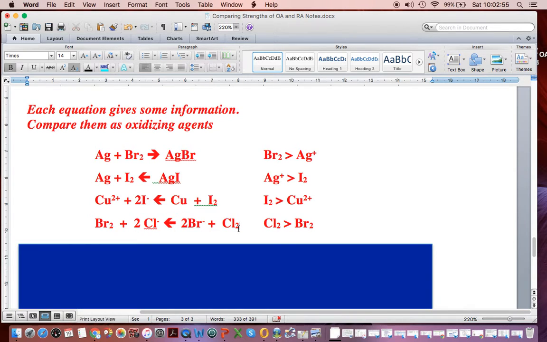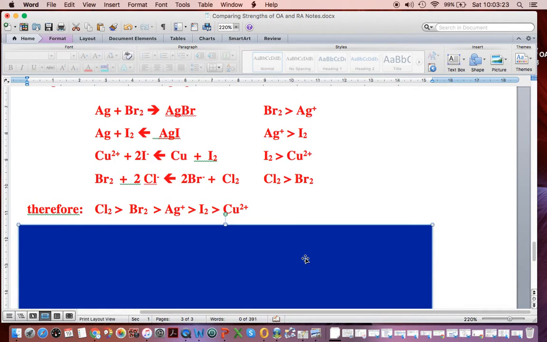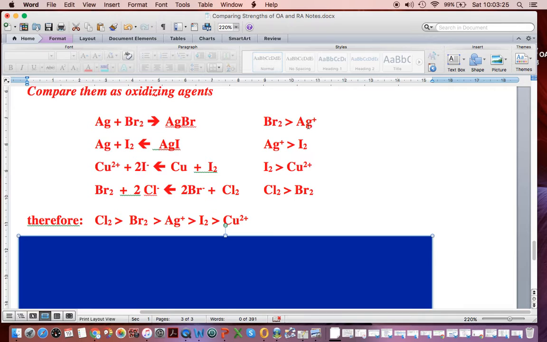Cl2 is in the higher oxidation state compared to Cl minus, and it outpowers the Br2. Well, once I've done that, I can see that I have a lot of information. So I look at this and I go, okay, what is the strongest thing here? Well, there's Cl2 outpowered Br2. And then I see the Br2 outpowered the Ag+, the Ag+ outpowered the I2, and the I2 outpowered Cu2+. So you just go along with those 4 pieces of information to put the 5 chemicals in the right order.